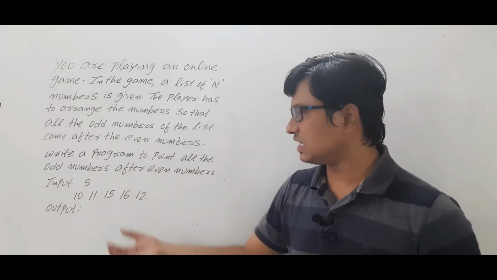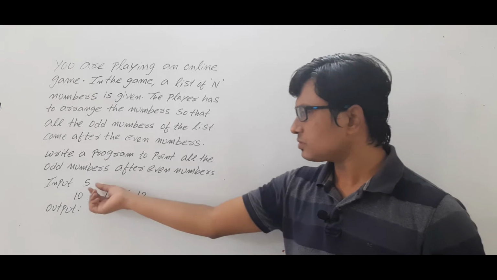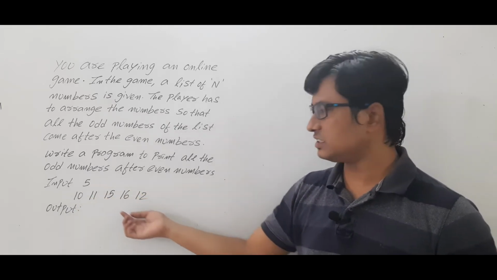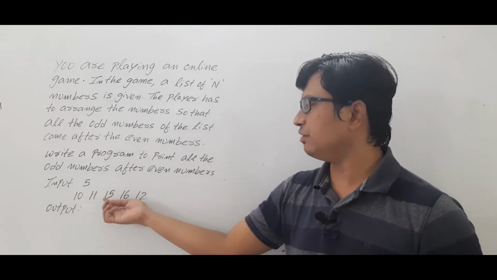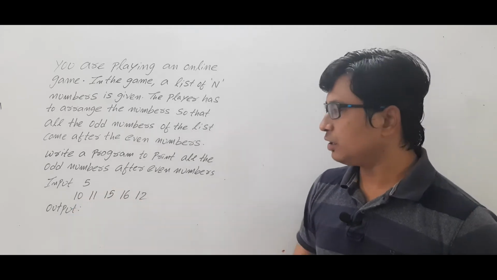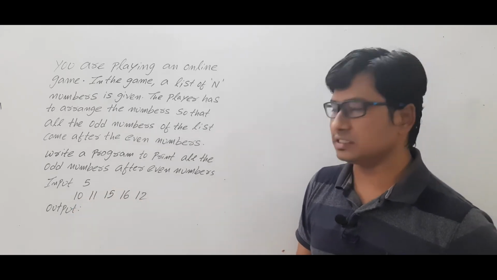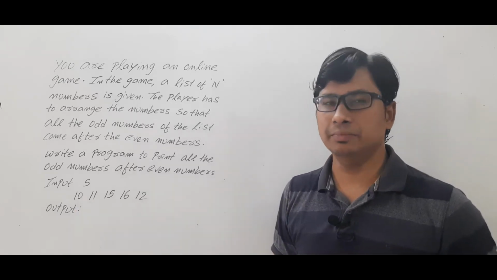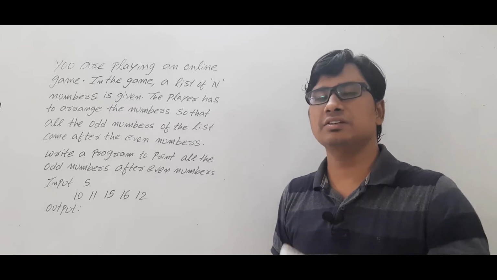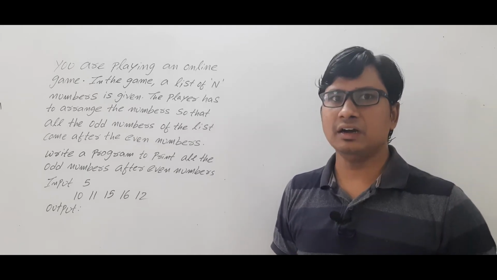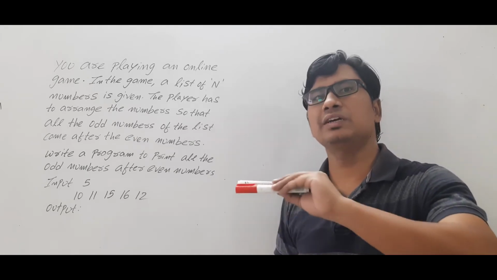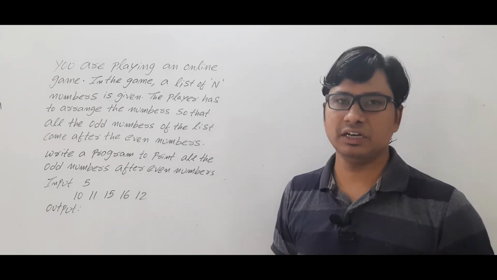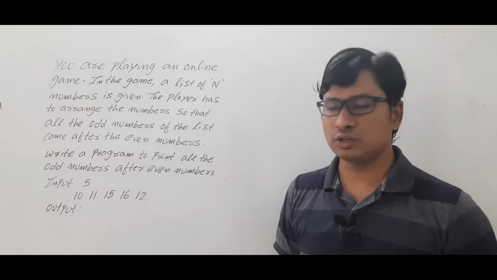For your understanding, I have taken a simple example. I have taken an array size as 5 and 5 integer constants such as 10, 11, 15, 16, 12. Now the programmer's duty is that first you need to display the even numbers. How can you say the given number is an even number? If you divide the number by 2, you should get the remainder as 0. If you get remainder as 0, then you can say that it is an even number. Otherwise, you can say that it is an odd number.